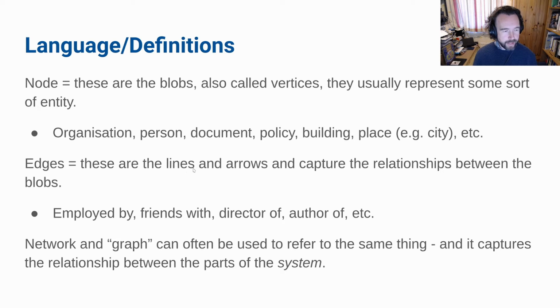And then edges, they're the lines or the arrows that go between the nodes, and they capture a relationship between two particular nodes, so a relationship between those blobs. Common relationships could be things like employed by, friends with, director of, etc. And then network and graph, like I said, can often be interchanged as well. So network, system, but also some people talk about graphs when they actually are referring to networks as well.